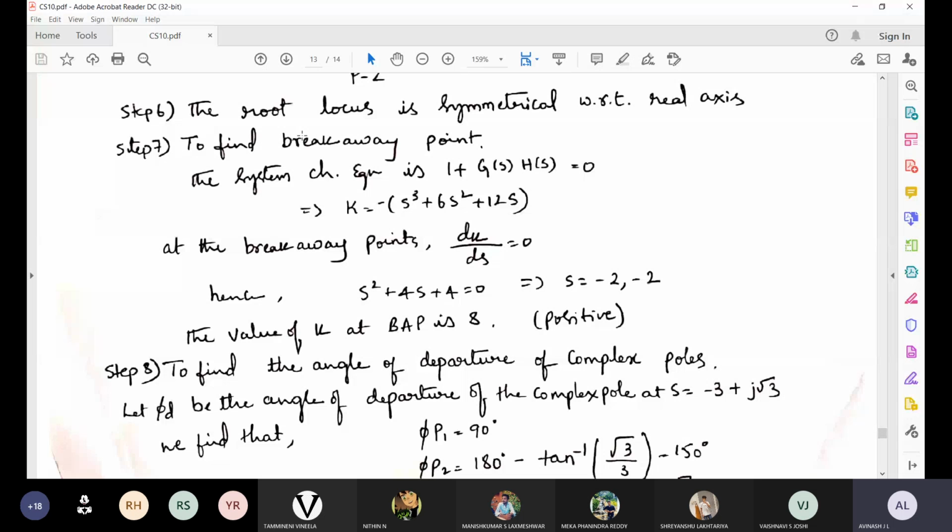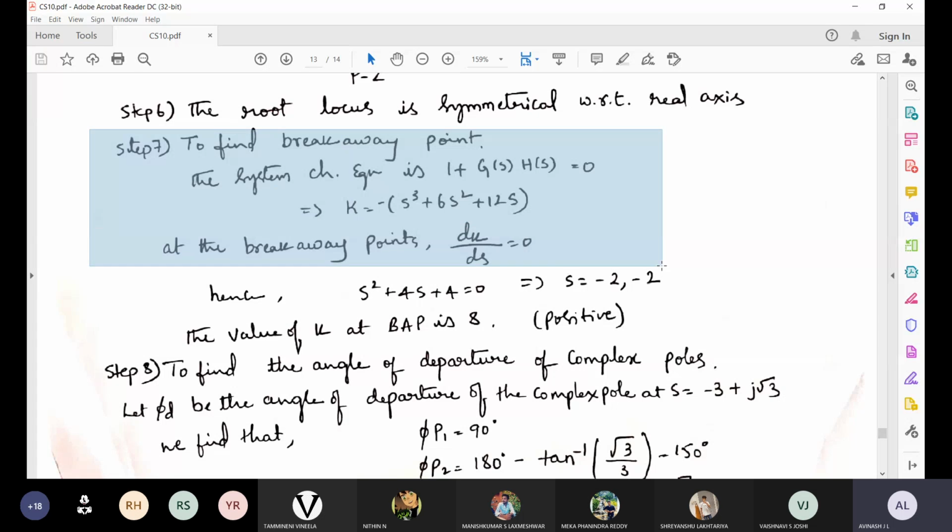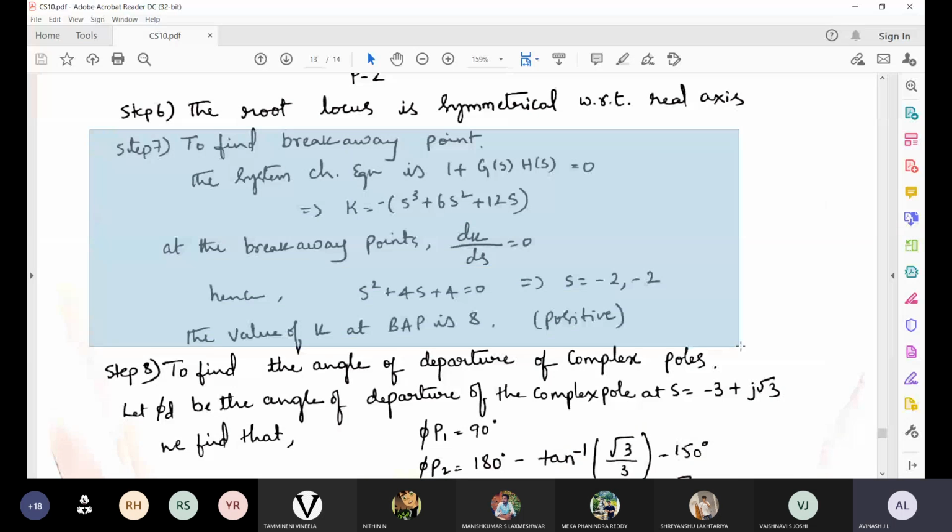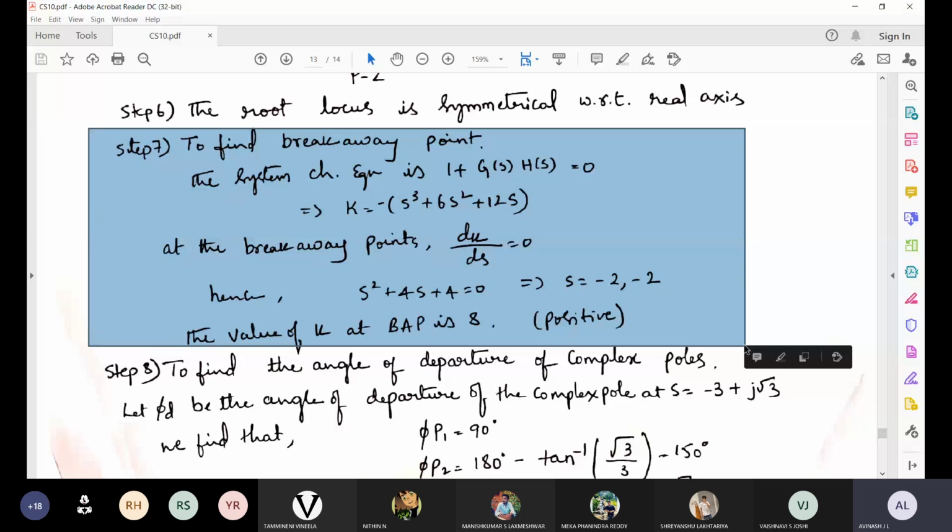So you substitute the equation values, and then you will get this particular thing, that is the breakaway point. The system, you will get the k value equal to minus of s cube plus 6s square plus 12s, equal to this one, equal to k. So all of you just do it and confirm.